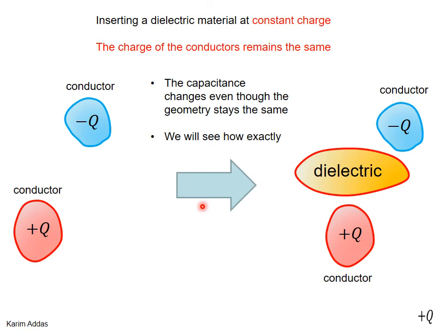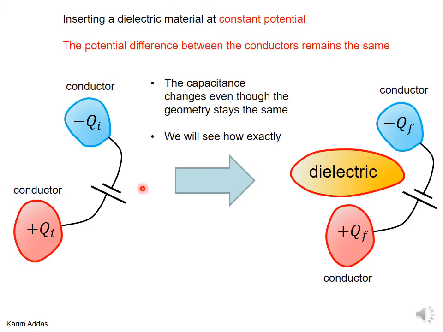There's another way to change the capacitance: by inserting a dielectric material. So this is the initial situation, and then you insert a dielectric material between the two conducting plates, keeping the geometry the same and keeping the charge the same on the conductors. So don't connect these conductors to anything else that can change the charge on them. This is one way to change the capacitance of the device, and we're going to discuss this way in detail.